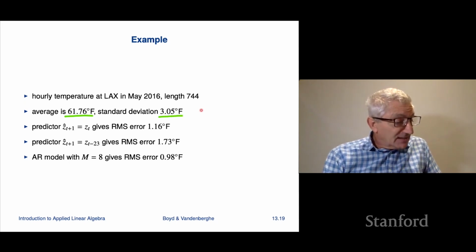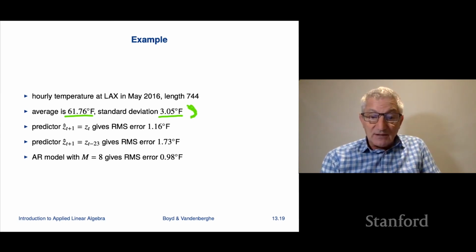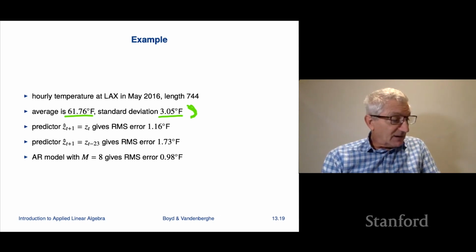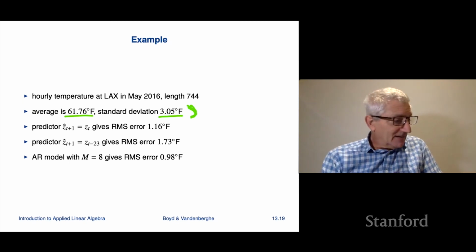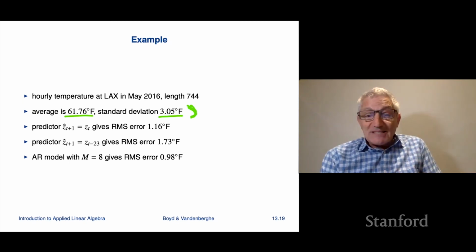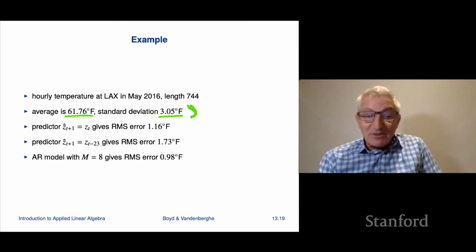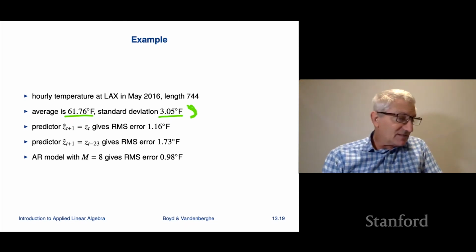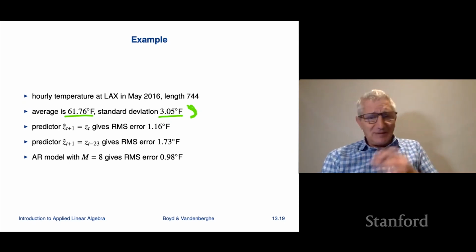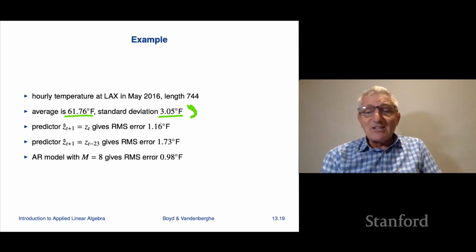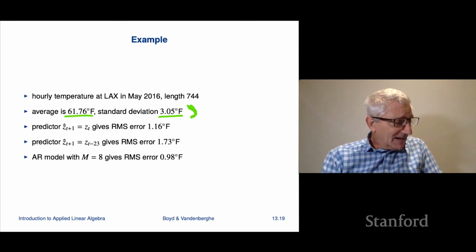And so actually this is very nice. This says that in May 2016, if someone walked up to you on the street and said, what's the temperature going to be tomorrow? You could just say, I don't know, 61.76 degrees. And the point is the RMS error of that guess is only going to be about 3 degrees, right? That's why it's kind of nice to live in LA. I mean, that's a little bit cold, okay, but it basically says it doesn't change that much, right?